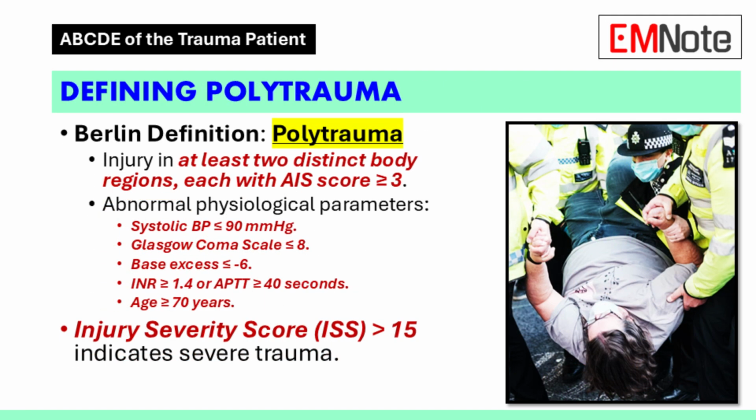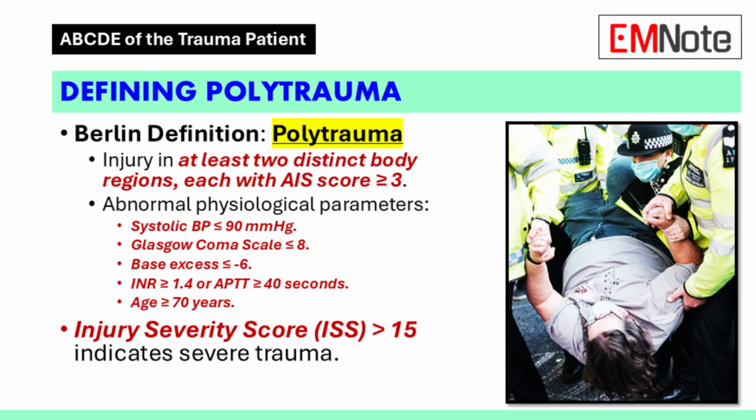The definition of polytrauma varies across clinical settings. The Berlin definition identifies polytrauma as injury in at least two distinct body regions, each with an abbreviated injury scale score of 3 or higher. Additional criteria include one or more abnormal physiological parameters.